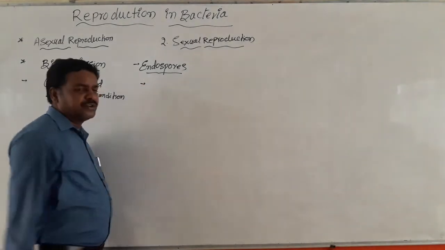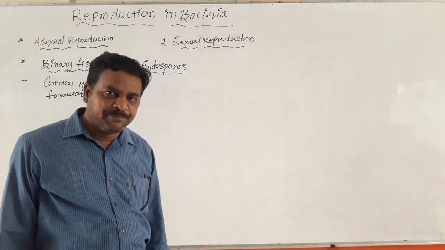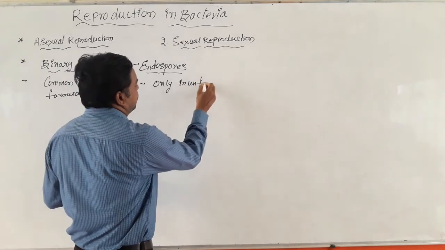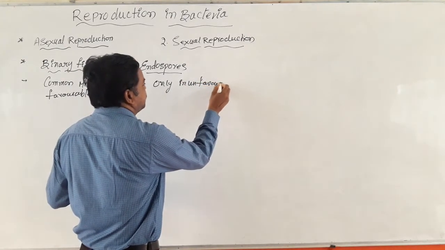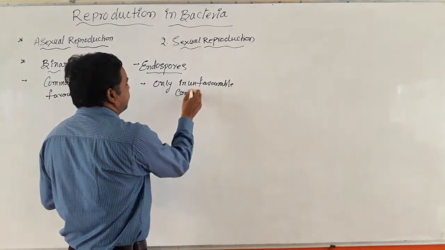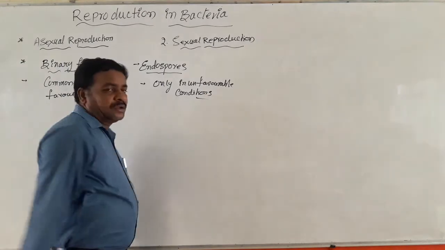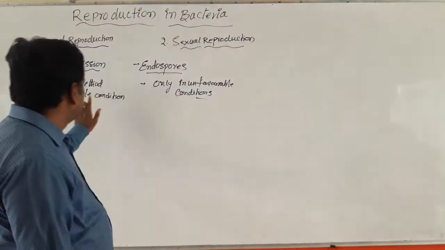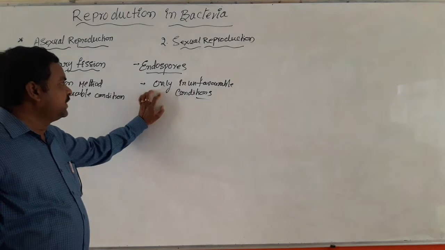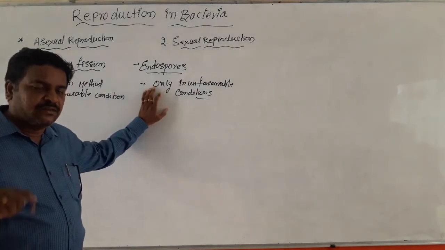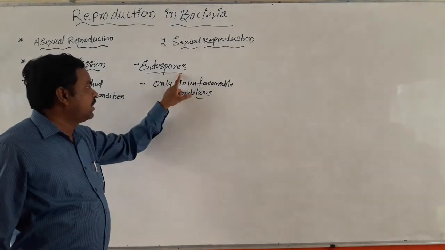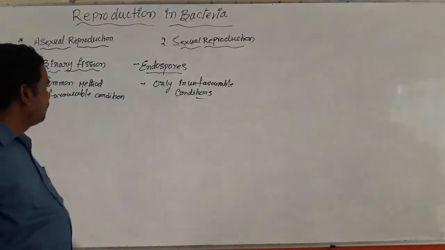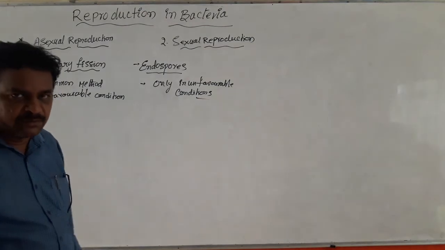But formation of endospores is not a common method. It takes place only in unfavorable conditions. So, the common type of asexual reproduction in bacteria, which takes place in favorable conditions, is binary fission. But rarely, some bacterial cells, in unfavorable conditions, also produce endospores.